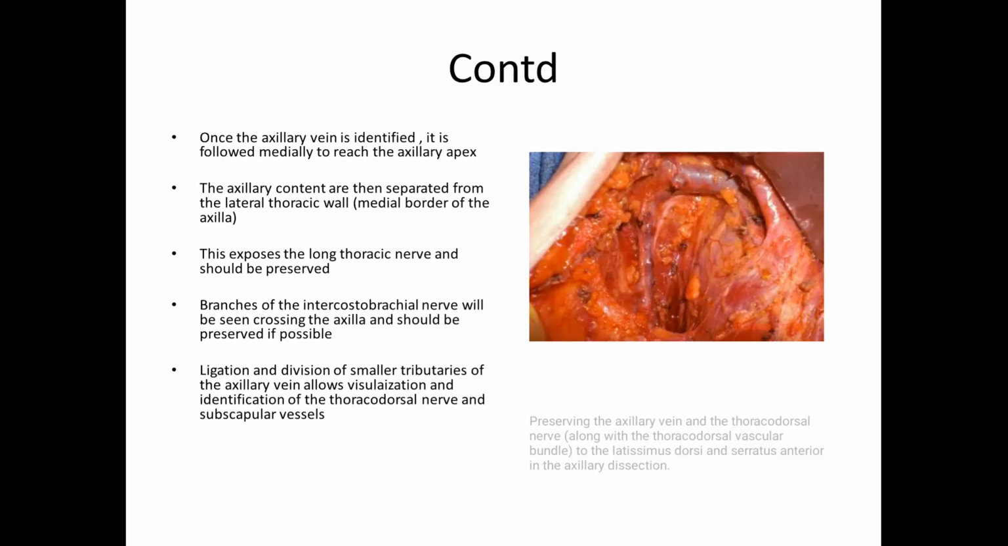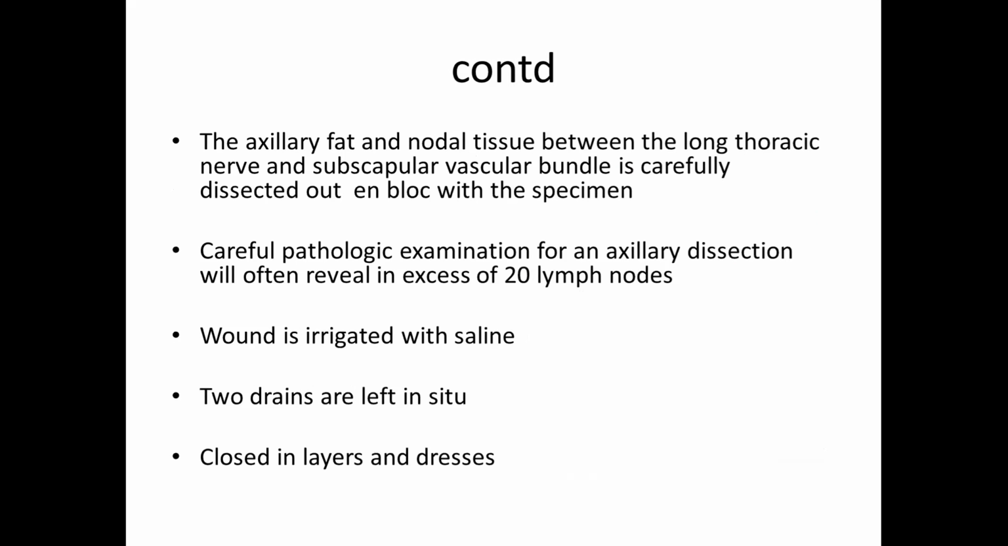Now, the axillary fat and nodal tissue between the long thoracic nerve and the subscapular vessels is carefully dissected out en bloc. Pathologic examination of an axillary dissection will often reveal in excess of 20 lymph nodes. The wound is irrigated with saline, and then 2 drains are left in situ, one in the axilla and one under the skin flap. The wound is closed in layers, and then a dressing is applied.